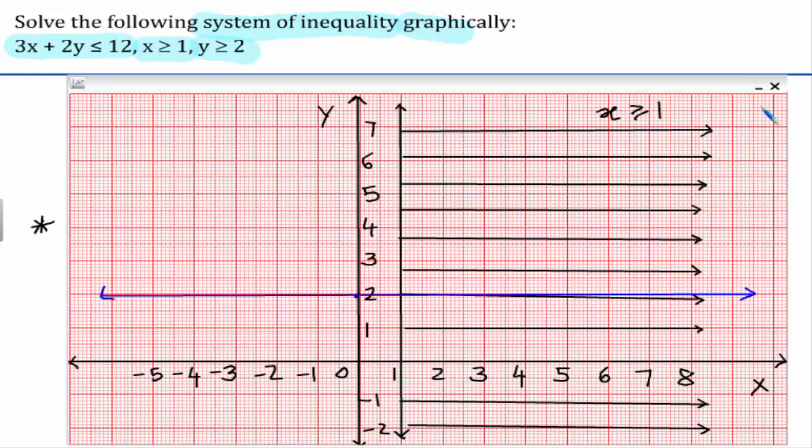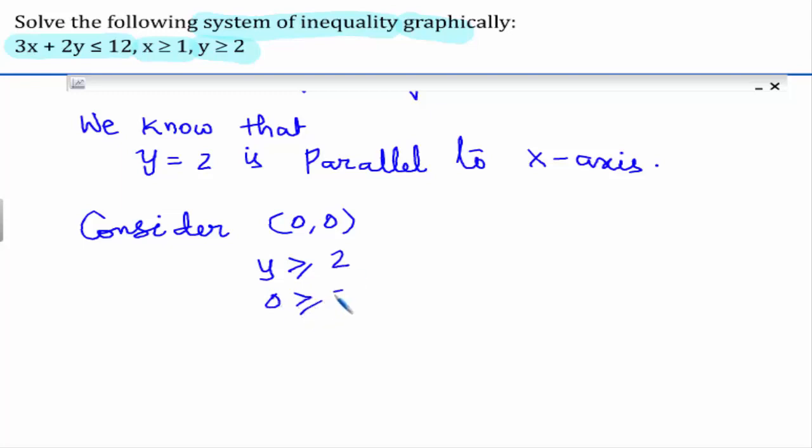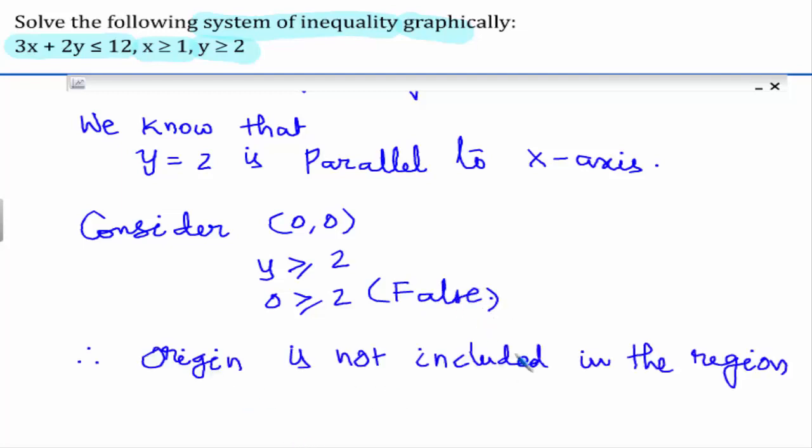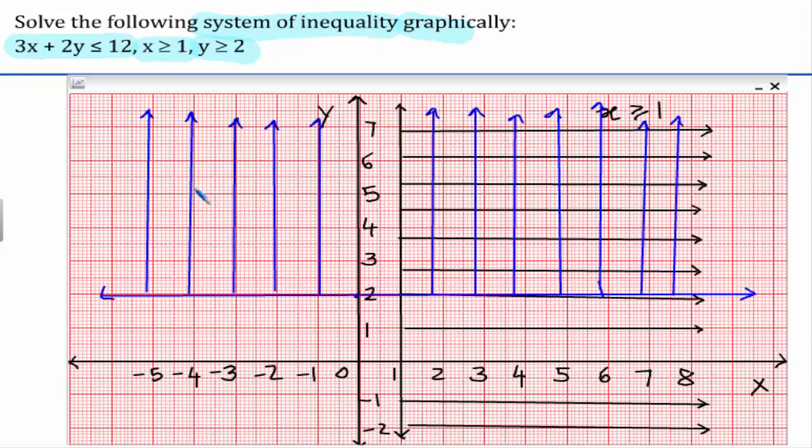Now we need to select the region for this. Similarly, we will consider the origin and substitute into the inequality, which is y greater than or equal to 2. So 0 greater than or equal to 2, which is a false statement. So therefore the origin is not included in the region. So that means we have to draw opposite to the origin, this way. Now the blue lines are showing the region of the inequality y greater than or equal to 2.